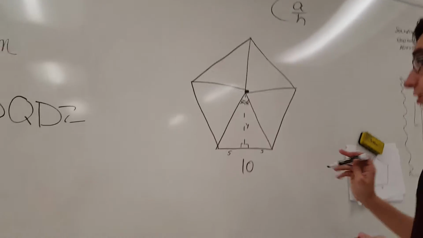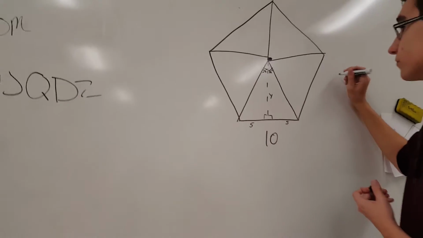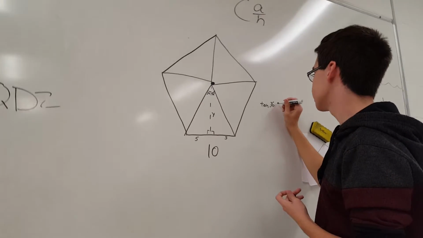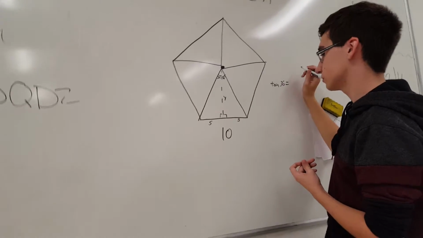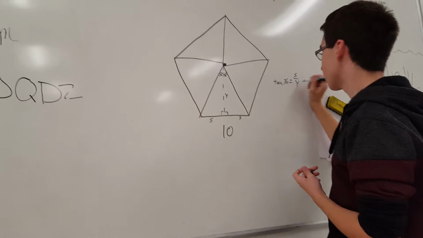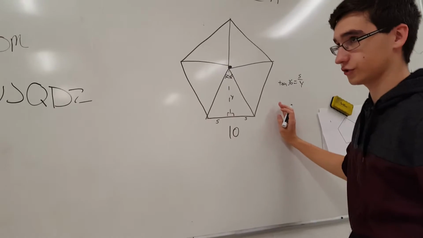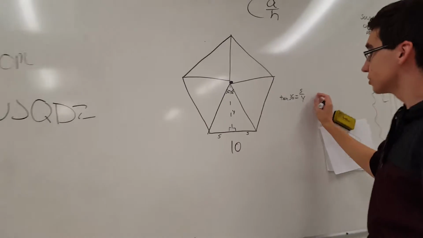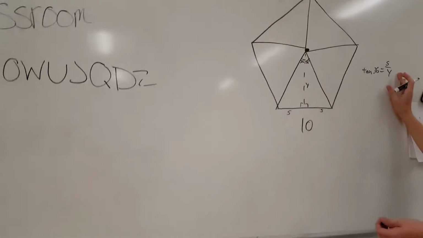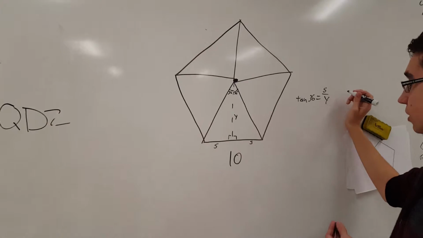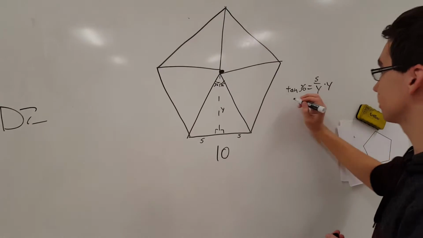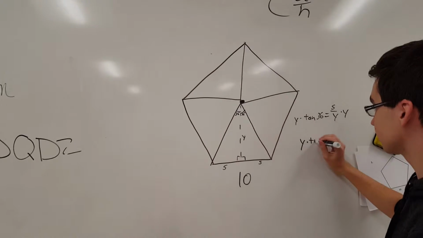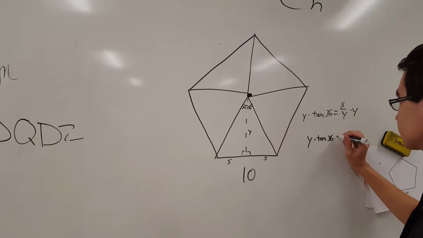So you're going to plug into your calculator tangent of 36 equals 5 over y, because tangent is TOA, opposite over adjacent, which is how you got 5 over y. But you can't do that yet because you have to isolate the variable. So you multiply by y on both sides, and you get y times the tangent of 36 equals 5.